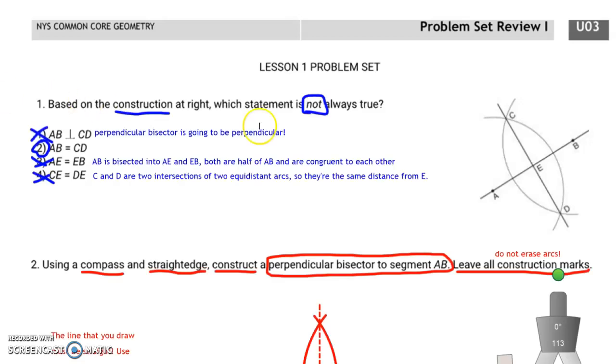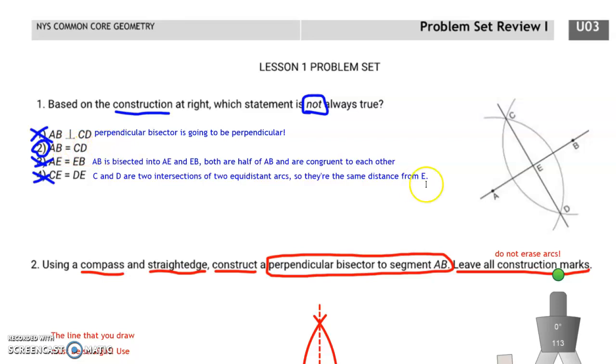Alright, for the first problem, it asks for what statement is not always true. We're looking for a statement that doesn't get proven by this construction, which is a construction of a perpendicular bisector. First of all, AB is perpendicular to CD. Well, that's true because a perpendicular bisector is going to be perpendicular. It forms right angles by default.